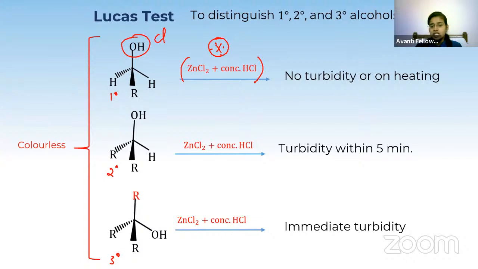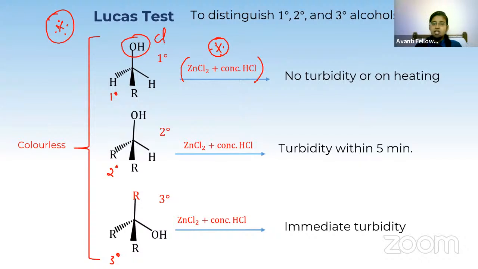And here turbidity is forming. If there is no turbidity, it is primary. If turbidity forms after some time, it is secondary. If it forms immediately, then it is tertiary. That's all. Primary, secondary, and tertiary. Got it? So the Lucas reagent is very important. You should know which alcohol will give the turbidity immediately and the other things.